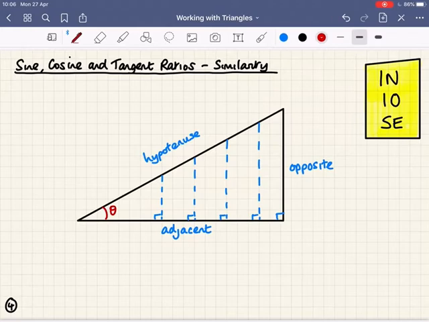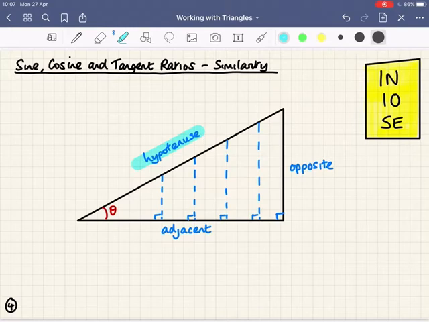Really important when you're dealing with right angle triangles is if you're interested or given an angle, in this case I've labelled it as theta, that you need to be able to always label your three sides of the triangle correctly. Now the hypotenuse is always easy to label. It's always the longest side of the right angle triangle. The longest side is always opposite the right angle. It's the hypotenuse.